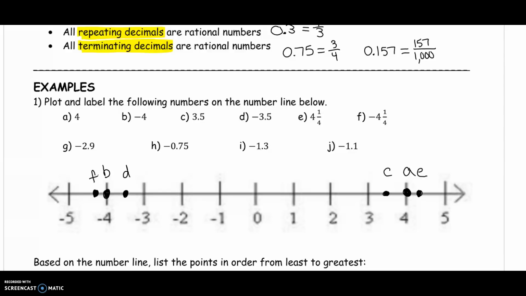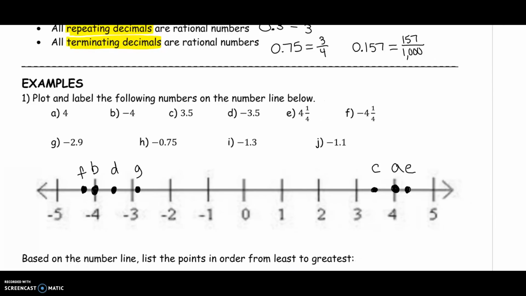Okay, next. G, -2.9. So think about where 2.9 would go if it were positive. It would be between 2 and 3, but it would lie much closer to 3. So when we plot it, it's going to fall between -2 and -3, but again, it's going to fall almost at -3. So that's -2.9, which we'll label G.